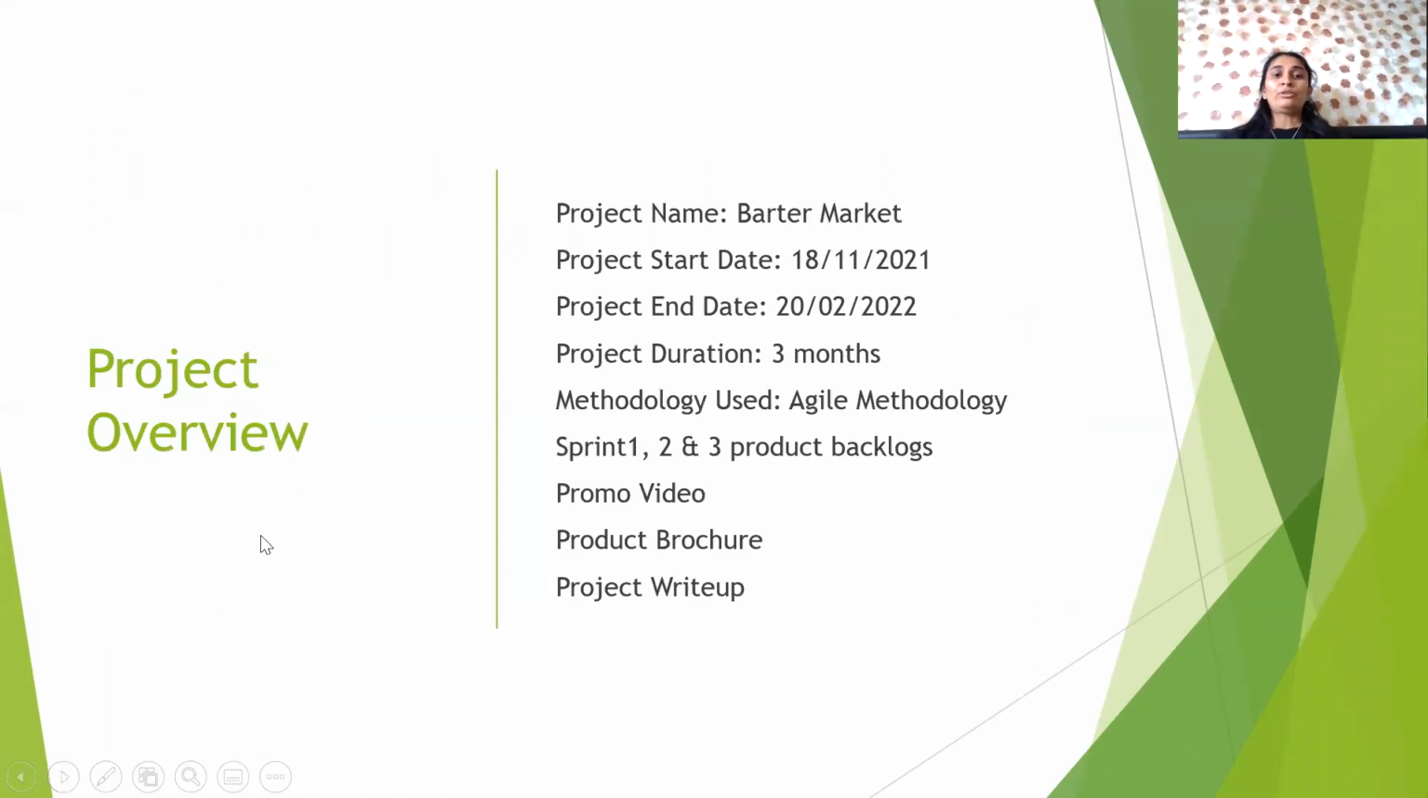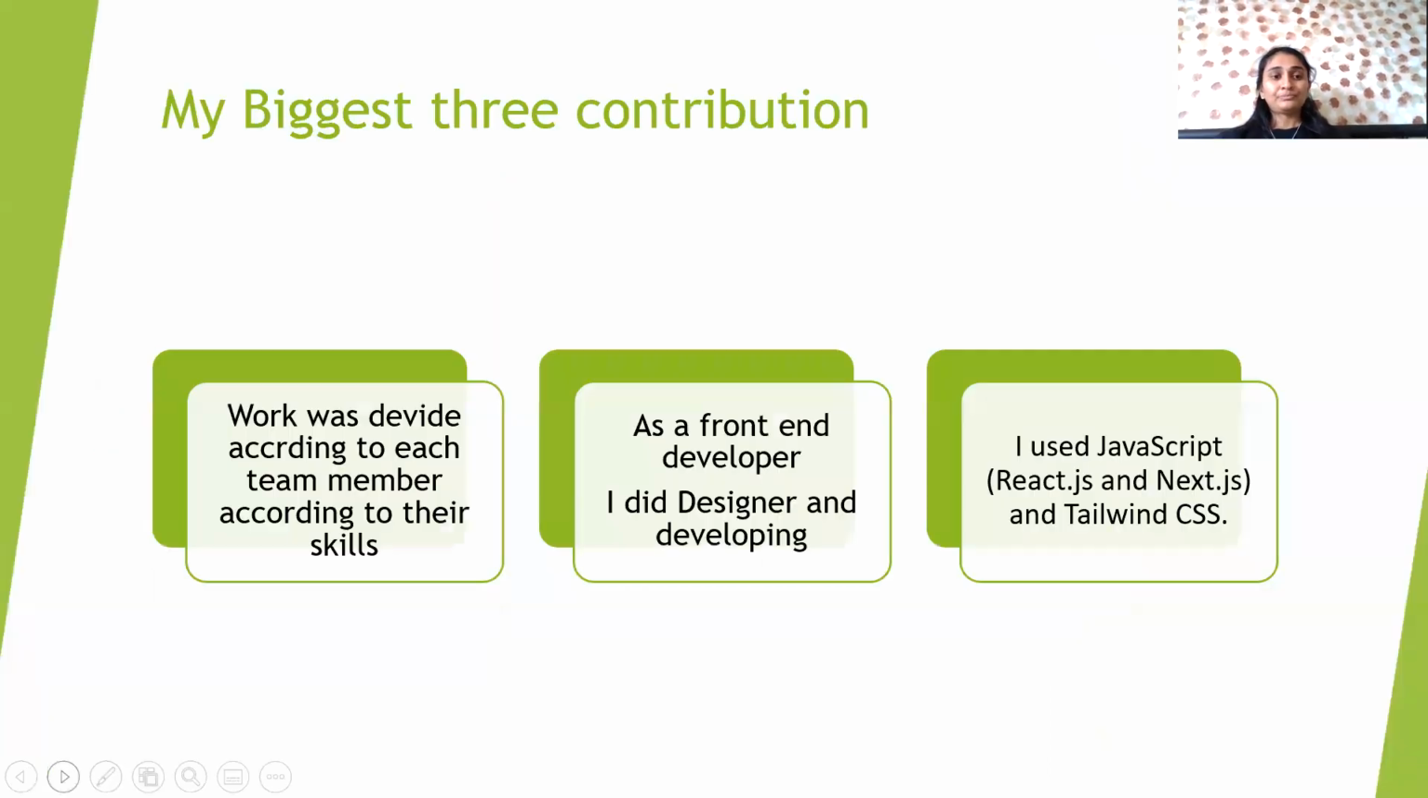The next slide is the project overview. Our project name is Barter Market. Our project started on 18th of November 2021 and ends on 20th of February 2022. The duration of our project is 3 months, and we used agile methodologies and delivered sprints 1, 2, 3 and product backlogs as well, plus a promo video, product brochures and project write-up.